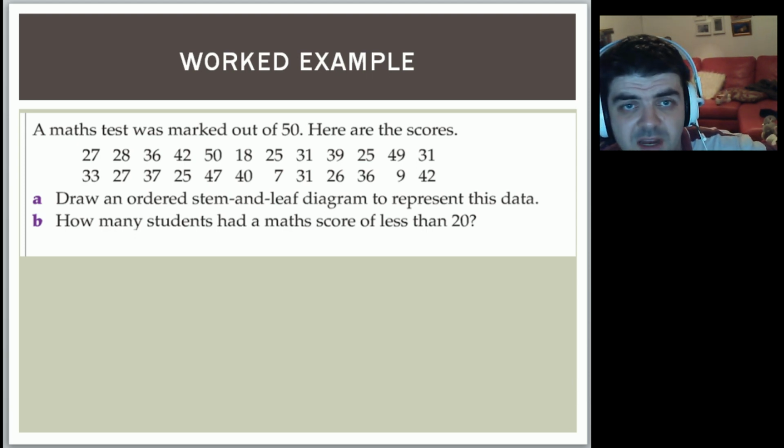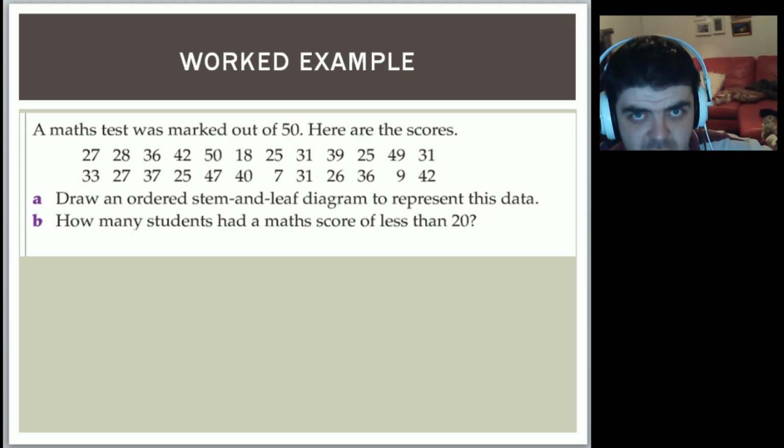of these stem and leaf diagrams. So a maths test is marked out of 50, and here are the scores. So you have 27, 28, 36, 42, etc, etc. And it asks you to do two things with it. It asks you to draw an ordered stem and leaf diagram to represent the data, and it asks you how many students had a maths score of less than 20. Well, you can actually answer the second one just by observing the data, but we're going to show how you would do it using a stem and leaf diagram.